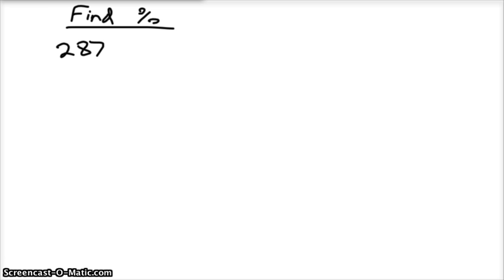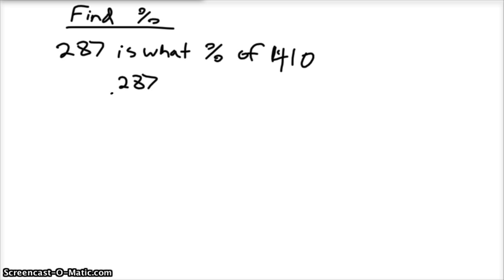Now it's asking us to find the percent. Alright, so these problems are going to look a little bit different. It says 287 is what percent of 410? Alright, so the way that we set this problem up is we just make our fraction. So we have 287 over 410.